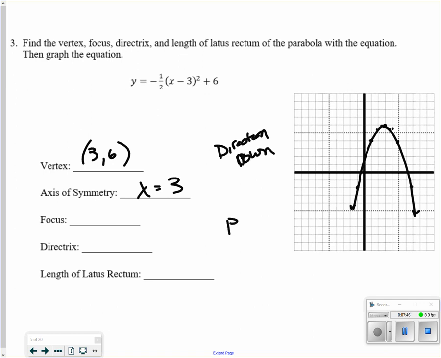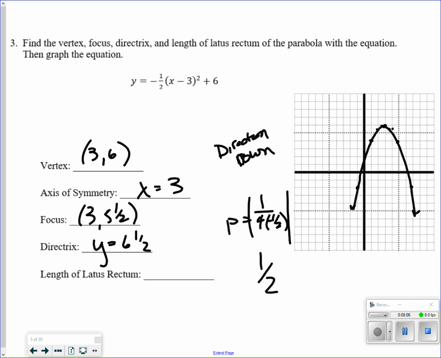Focus, in order to get the focus, I need 1 over 4p, or excuse me, 1 over 4a. And again, it's the absolute value of that, so you're talking about a half. So if I went down a half, you're talking about 3, 5.5. If I went up a half and drew a line, it's y equals 6.5. And the length of the latus rectum is always 4a.